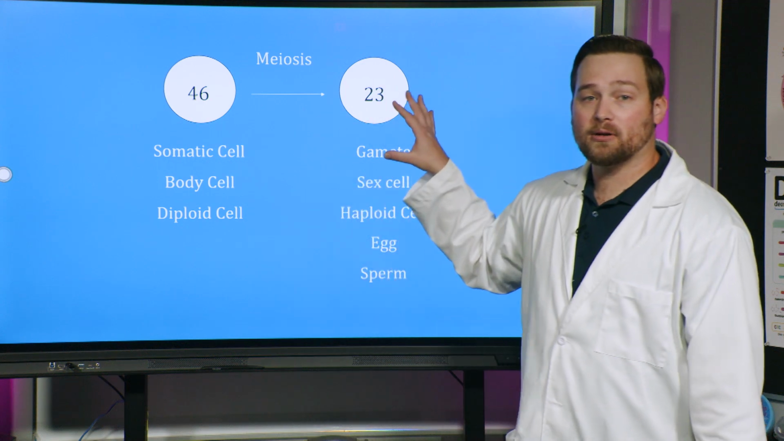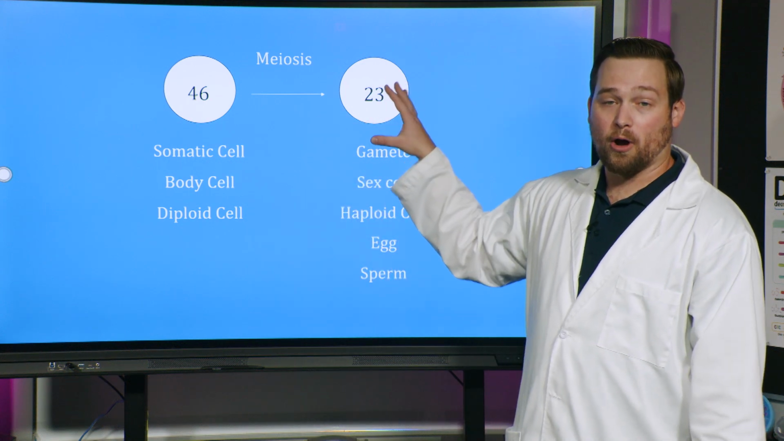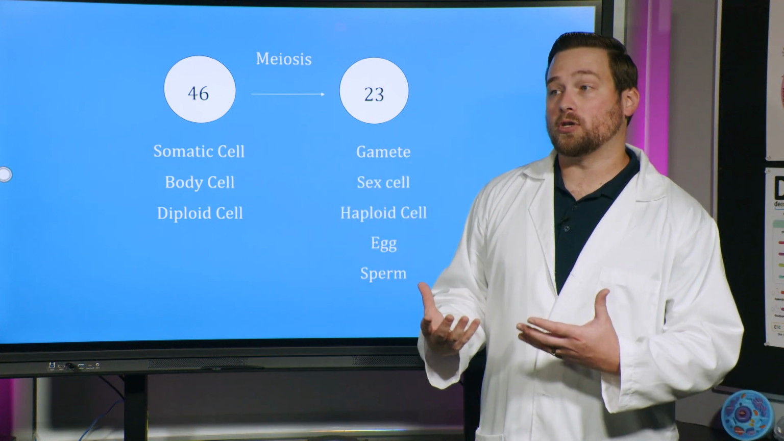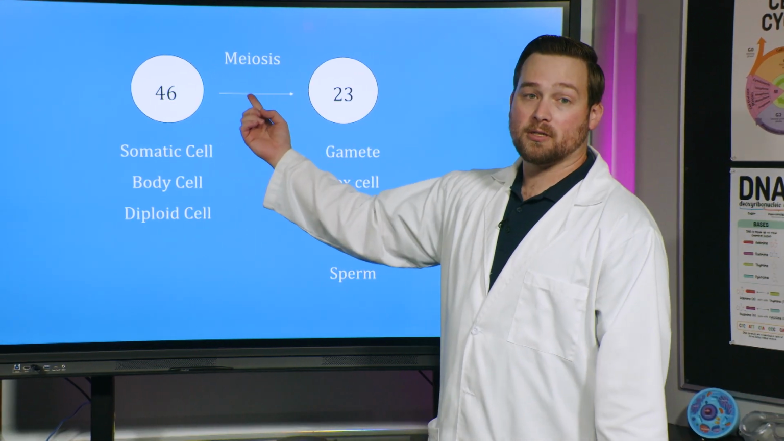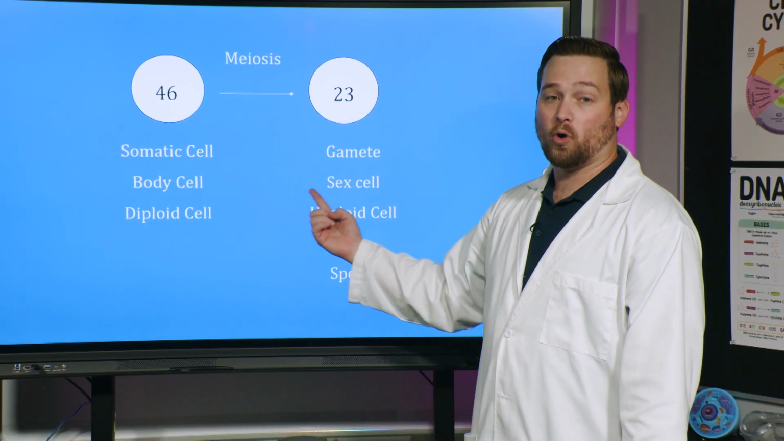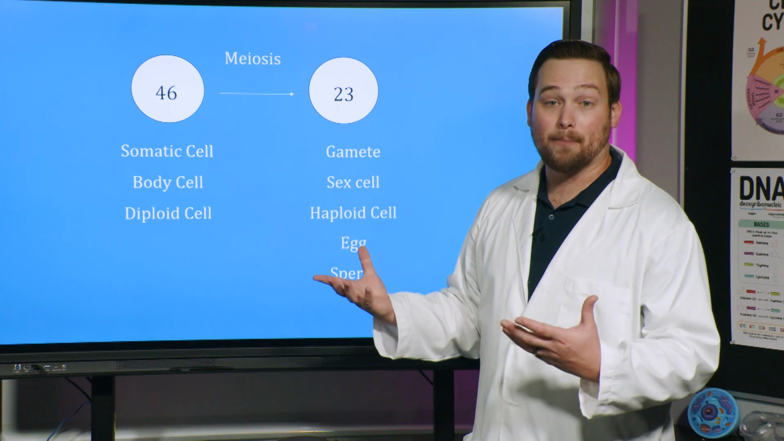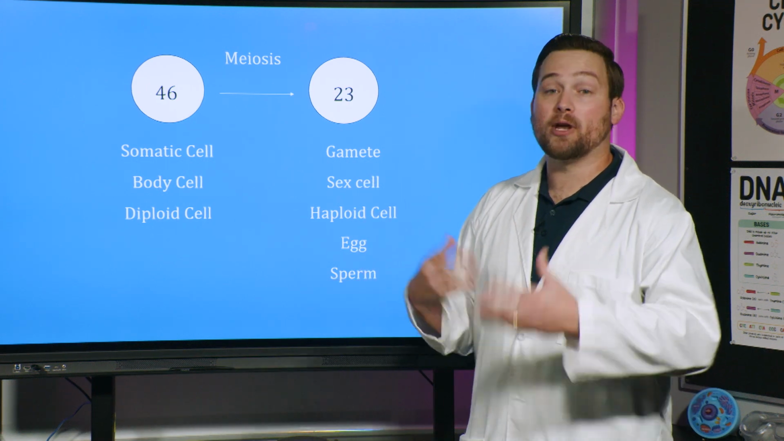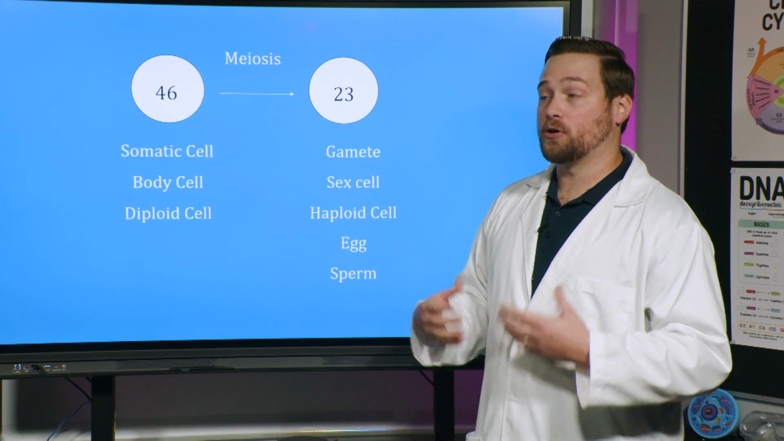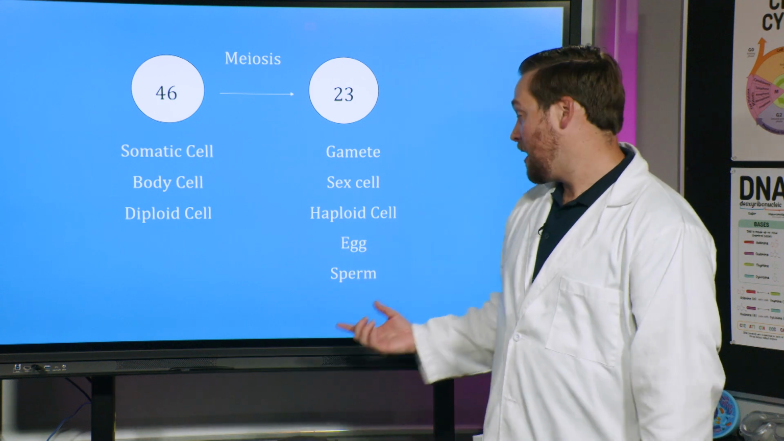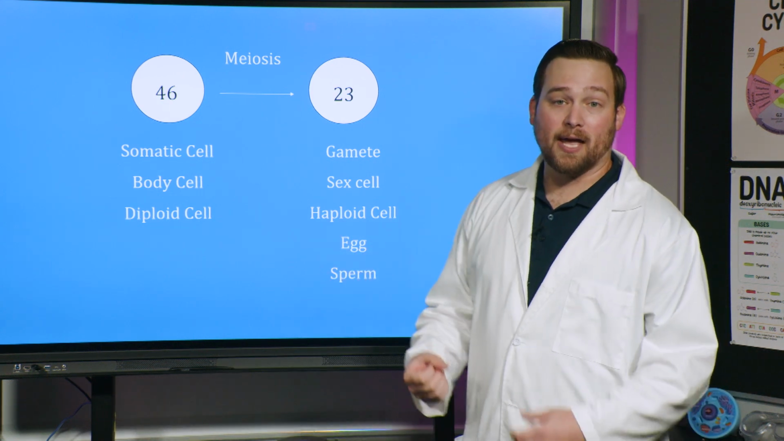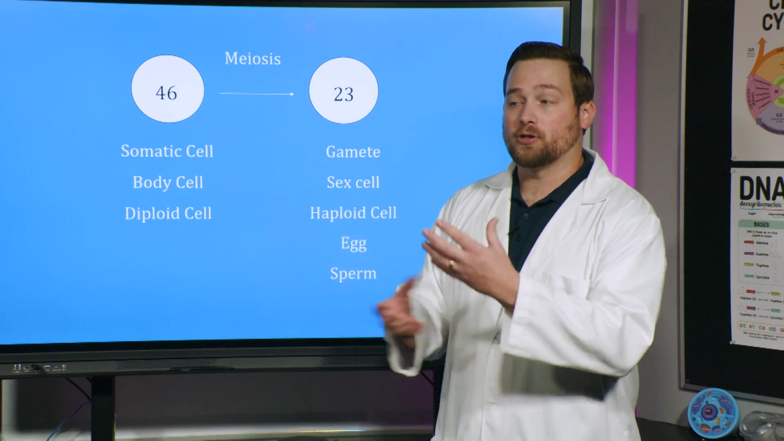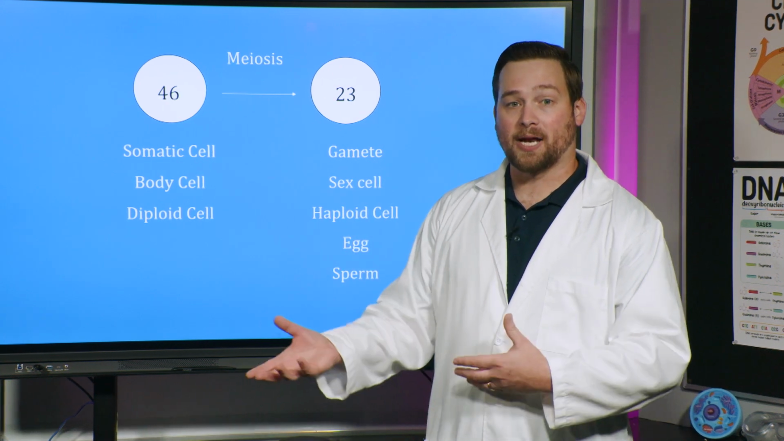Okay, over here, this is a cell with 23 chromosomes. What are some words that we would use to describe this type of cell? Well, remember that through meiosis, we make these type of cells, and one word that we can use is gamete. Gametes are your reproductive cells. In men, it's sperm, and in women, it's egg. So gametes are just another word for sperm and egg cells.